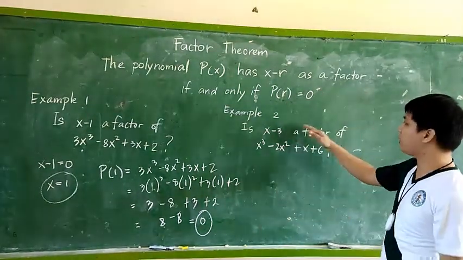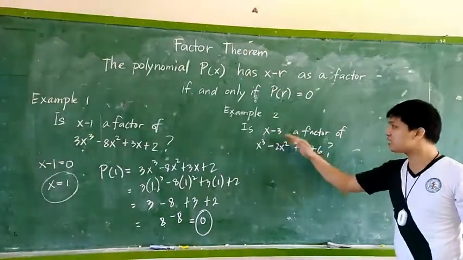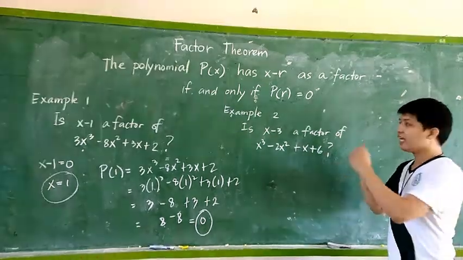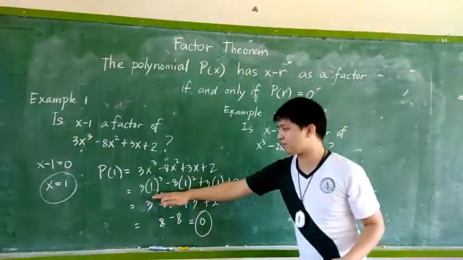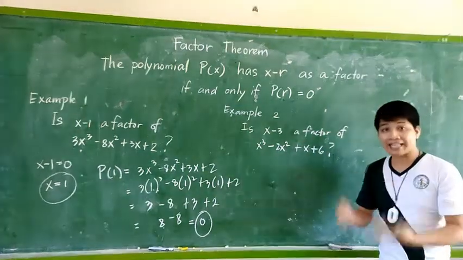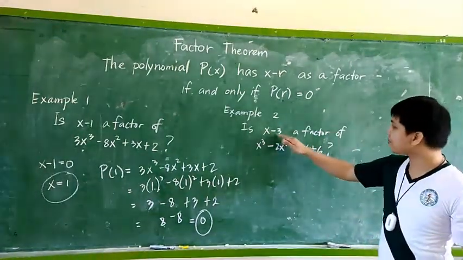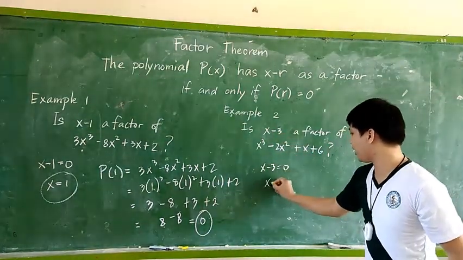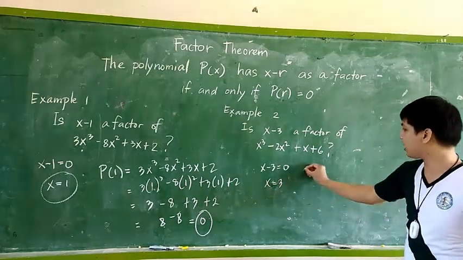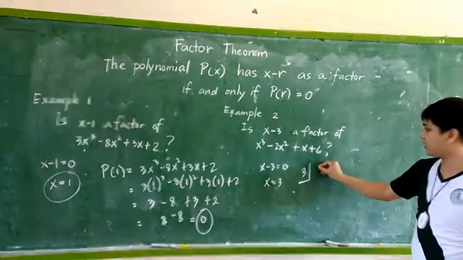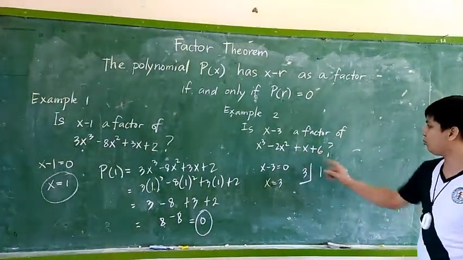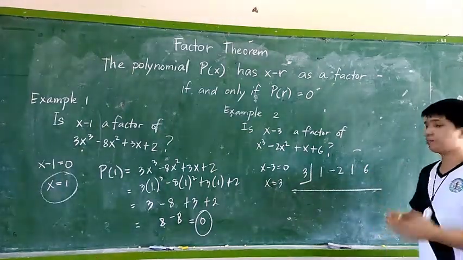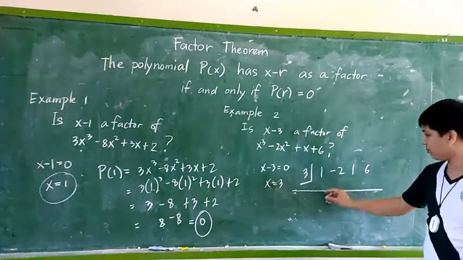So let's go on to our second example. Example number 2: is x minus 3 a factor of x cubed minus 2x squared plus x plus 6? In the first example we used the substitution method; in here, let's use synthetic division. So, get the value of x. This is x minus 3 equivalent to 0, or x is equal to 3. So we will be using 3. Copy the numerical coefficients 1, negative 2, positive 1, and then 6. And then just perform the process of synthetic division.